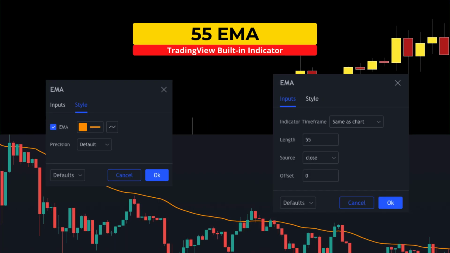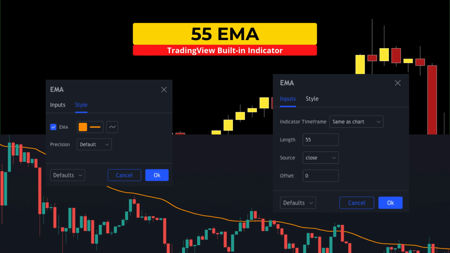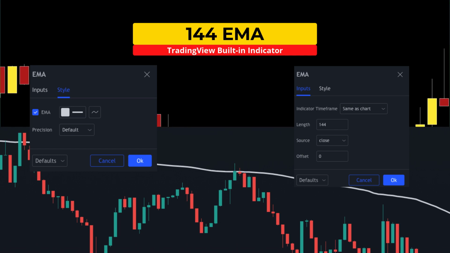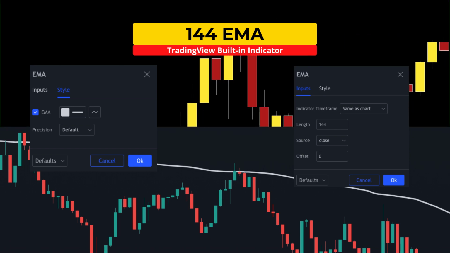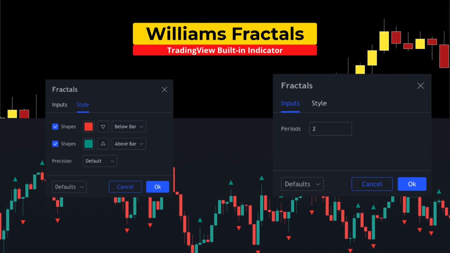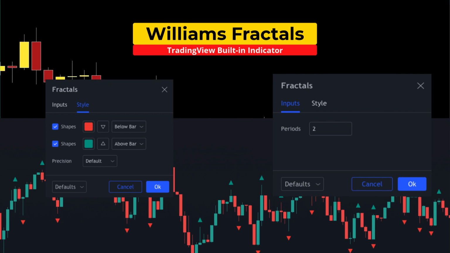The second EMA the system uses is the 55 in orange. This will be used for our stop loss level and trend direction. The final EMA period is the 144 in white. This will also be used for trend direction and stop loss level. The fourth and final indicator we'll put on the chart are Williams fractals. We will use fractals to signify a possible setup. Now let's go to the charts.